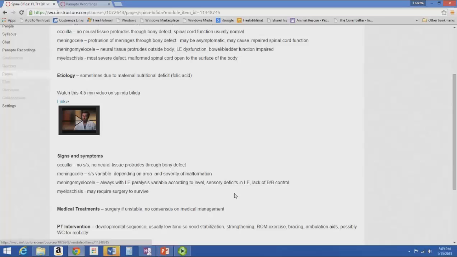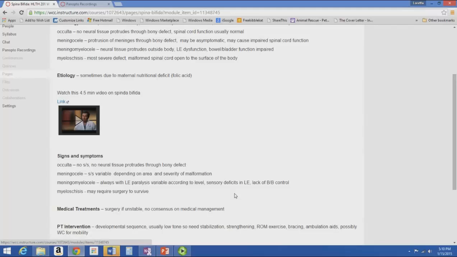And with the myeloschisis, you might require surgery even to survive. And of course, even after surgery, that person is probably going to have the lower extremity paralysis as well, and sensory deficits and lack of bowel and bladder control. So for medical treatments, if it's unstable, they might need surgery. Otherwise, there really is no medical treatment for spina bifida. So surgery to correct if necessary, and then otherwise it's all physical management.